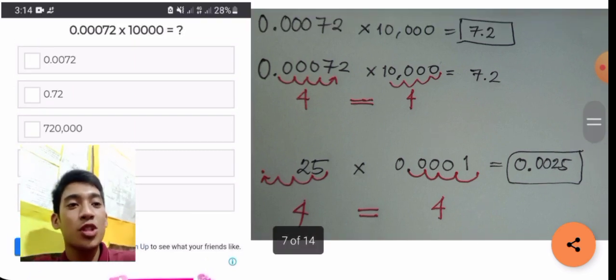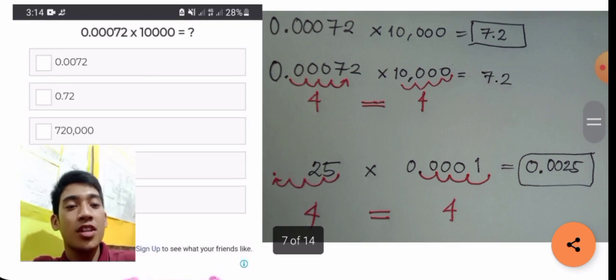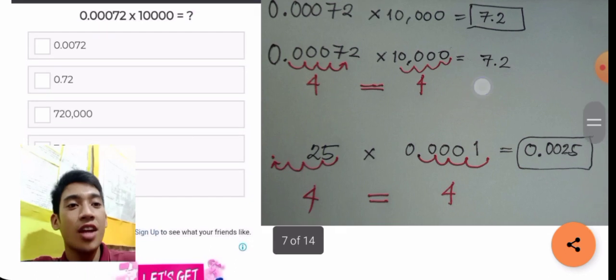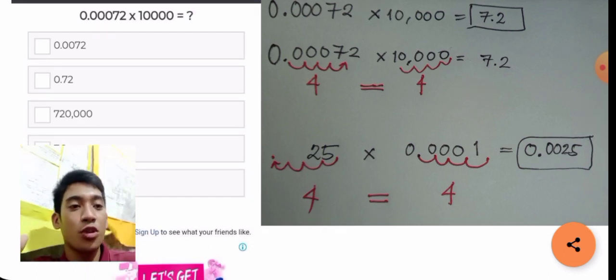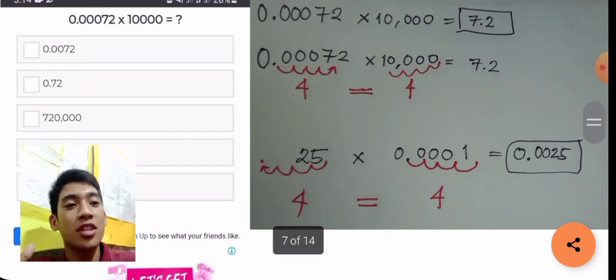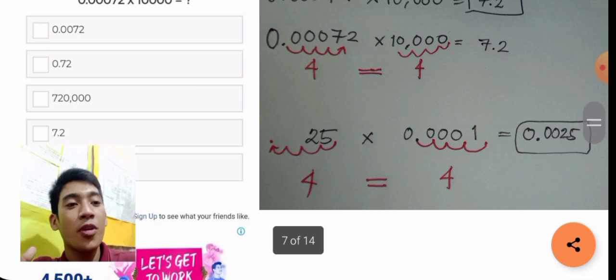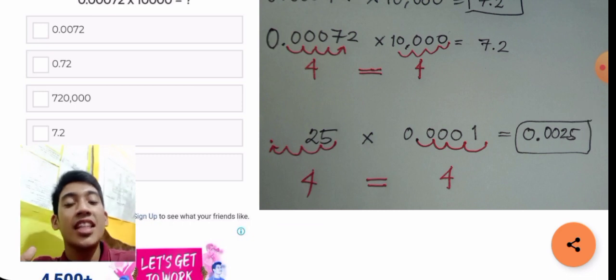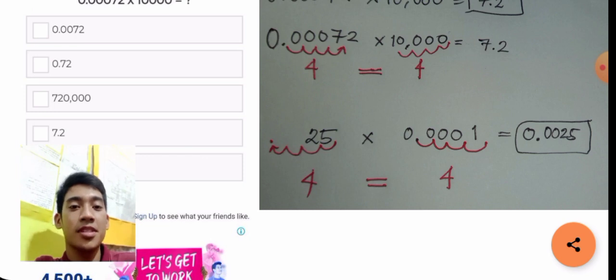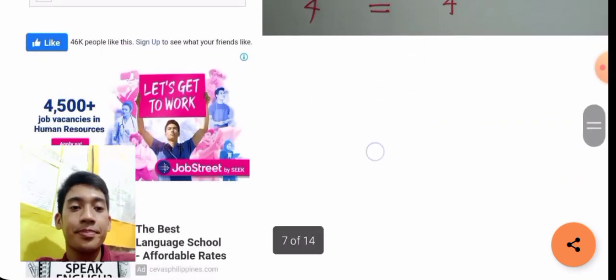These two situations are opposites. The 0.0072 situation is the opposite of the 25 situation. The 10,000 is a whole number, while 0.0001 is a decimal number. They are opposite. Continue.